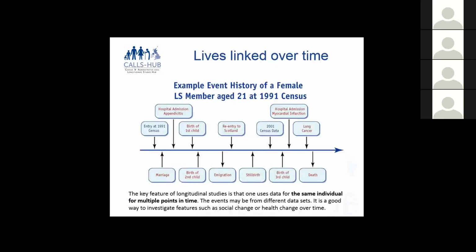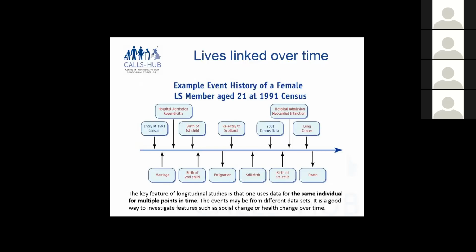So a key advantage of longitudinal census data is that we have lives linked over time, and we can see how health outcomes evolve over time. So here's an example of a female member of the ONS longitudinal study, a longitudinal study in England and Wales, who was 21 in 1991. So we can see this person entered the census in 1991.